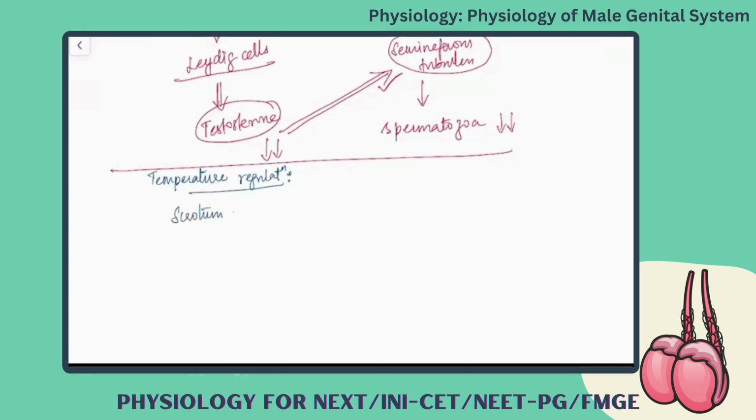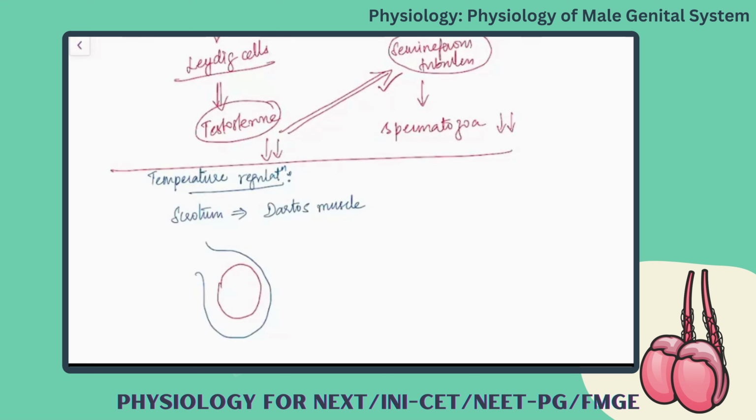The scrotum is made up of a muscle called the dartos muscle. Okay, so consider this as the scrotum, and inside you have the testis. Always in the fetal state, the testis is present in the abdominal cavity. And before the birth, it descends down from the abdominal cavity into the scrotum.